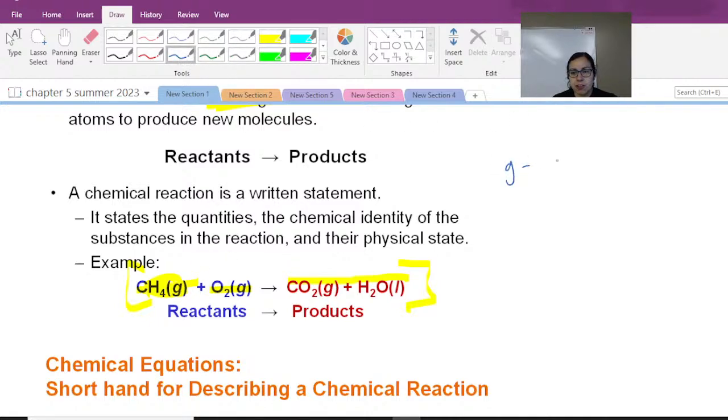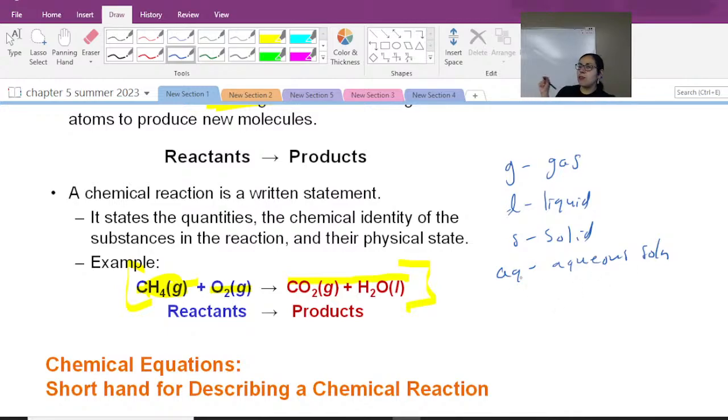So we'll have G for gas, L for liquid, S for solid, and then AQ means aqueous solution. And this is a lot of what we use in labs. Those little bottles are like 1 molar copper chloride or HCl. All those are aqueous solutions. So they're already in a solution for us. So they're kind of primed to react. So it's convenient for us.